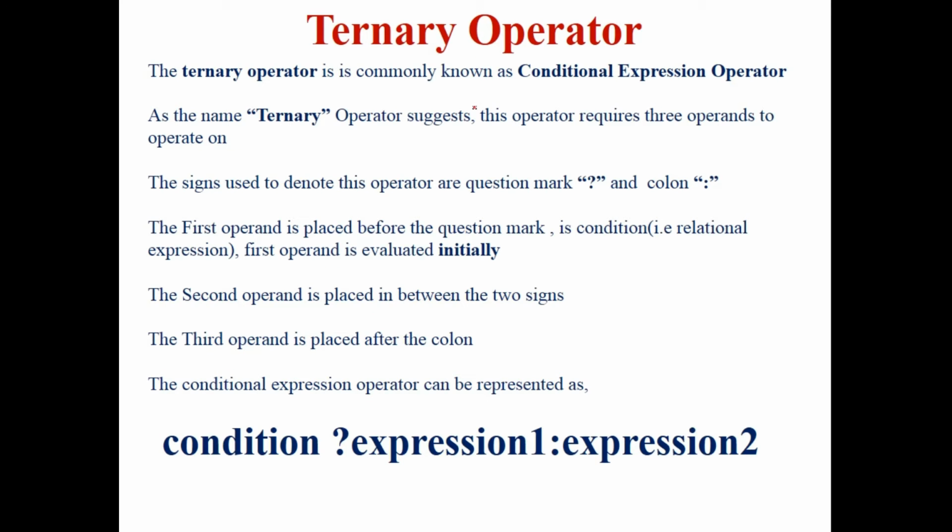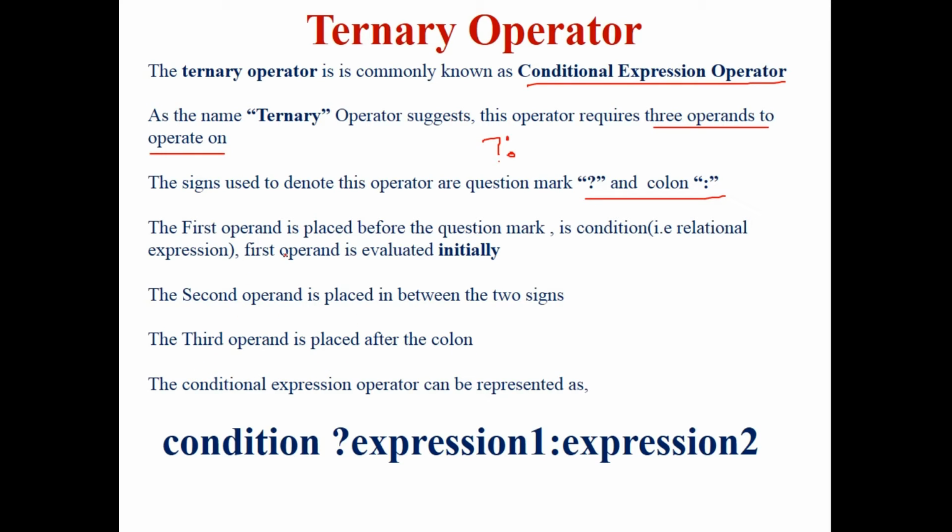So the next operator is the ternary operator. The ternary operator is commonly known as the conditional expression operator. As the name suggests, this operator requires 3 operands to operate on. The signs used to denote this operator are the question mark and colon, the question mark followed by colon. The first operand, placed before the question mark, is the condition, and it is evaluated initially. The second operand is placed between the 2 signs, and the third operand is placed after the colon.